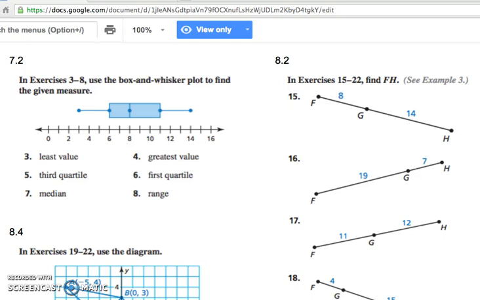Students, this is Mr. Goodsey here. I'm going to be going over some of the questions from the final exam semester 2 review sheet.